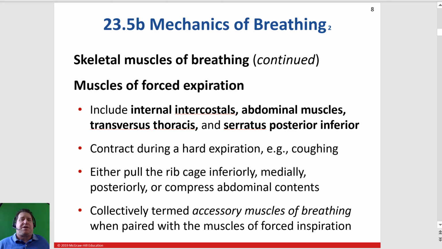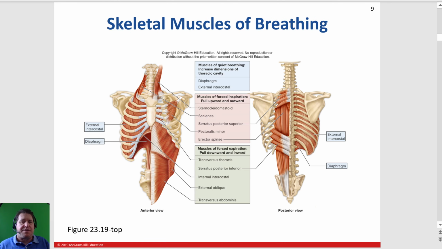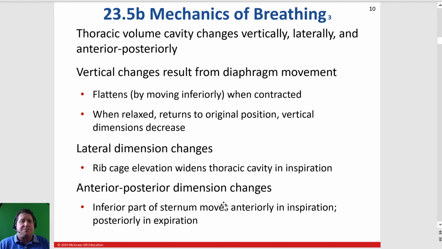But when we have to expel the air with more force, during things like coughing, speaking, and exerting ourselves, there are muscles that we use for that as well. Here we go, skeletal muscles of breathing: quiet breathing, again, diaphragm, external intercostals; forced inspiration, sternocleidomastoid, scalenes; forced expiration, the muscles there. Kind of went over this, look at these muscles.